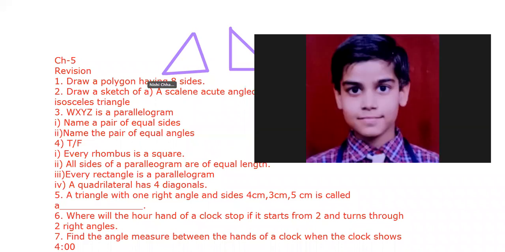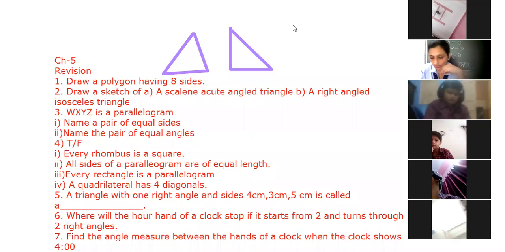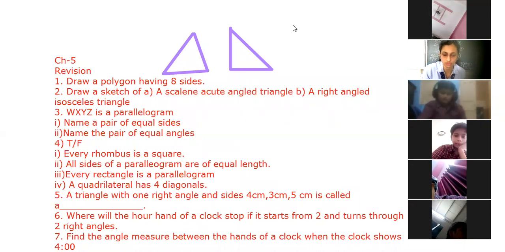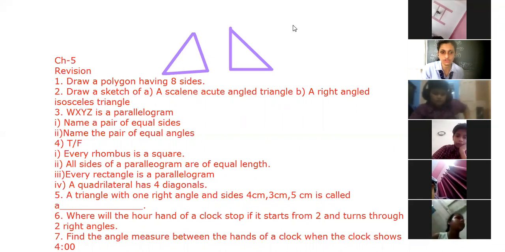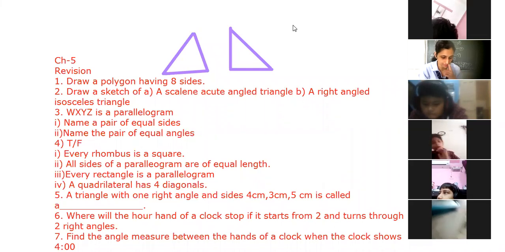Okay, let's do the true false. Every rhombus is a square. Is it true or false? You can write the answer in the chat box. Yes, every rhombus is a square. That's the true answer is true. That's correct.